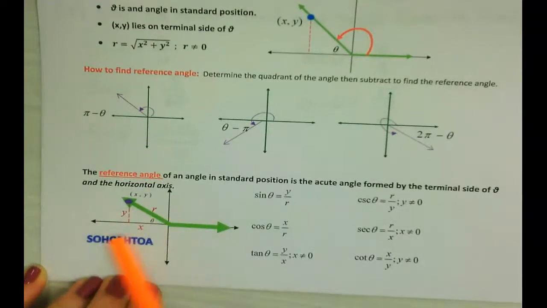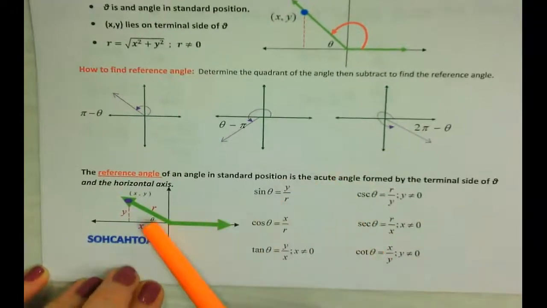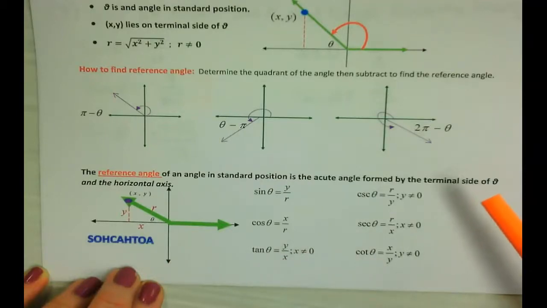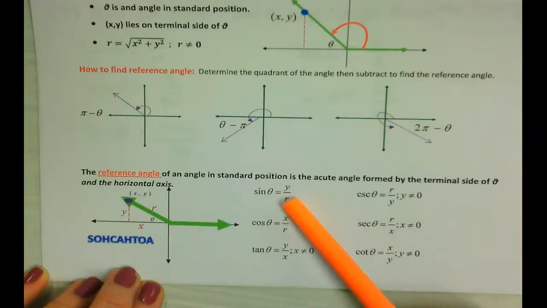So thinking back to SOHCAHTOA, we can find that sine of theta, which is opposite over hypotenuse, would technically be y over r. And if we were doing cosine, we would do adjacent over hypotenuse, that would be x over r. And then tangent would be opposite over adjacent, so y over x. And we do have to remember x can't be 0 because that would be in the denominator of the fraction. A radius is never going to be 0 or negative, so we're good there.